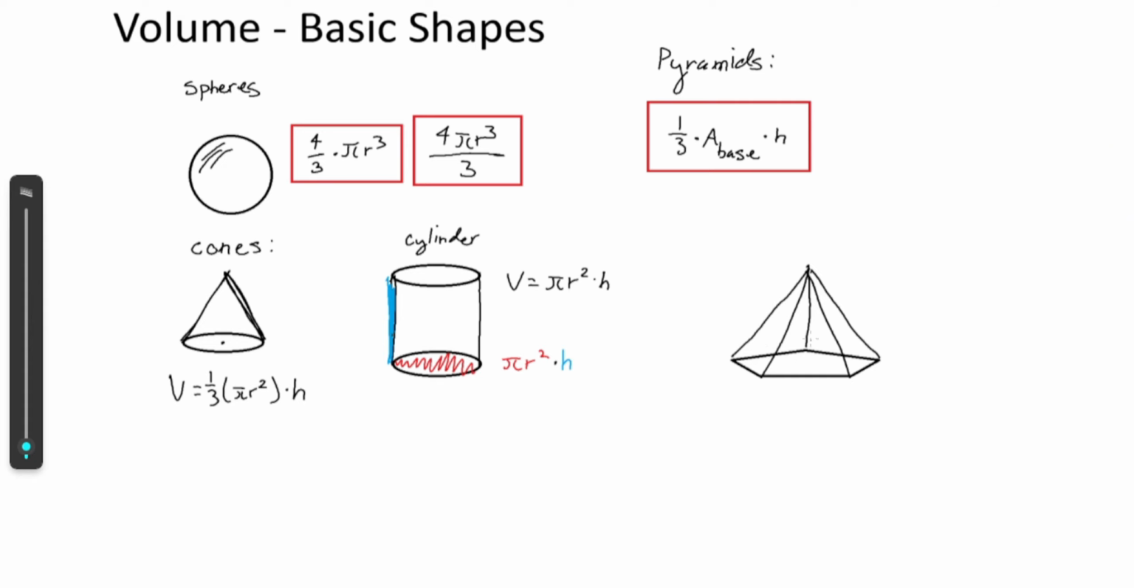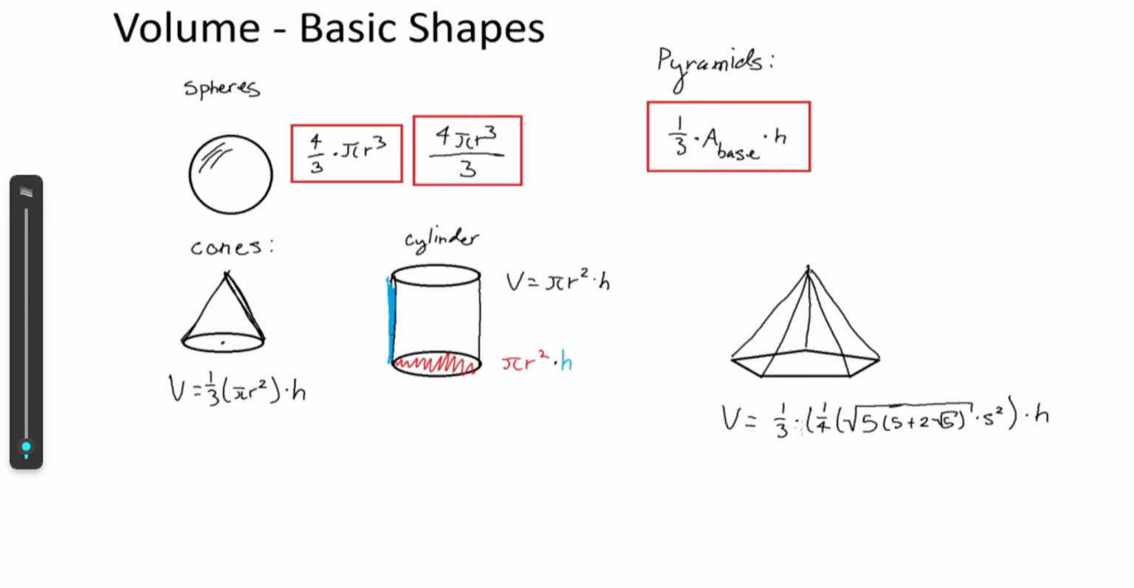We would have a total of 6 faces, so 1, 2, 3, 4, 5, 6, including the bottom. And the volumetric equation would look like this. So 1/3 multiplied by the area of a pentagonal base. In this case, that would be 1/4 multiplied by the square root of 5 times 5 plus 2 root 5, times the side length squared, and then multiplied by the height.